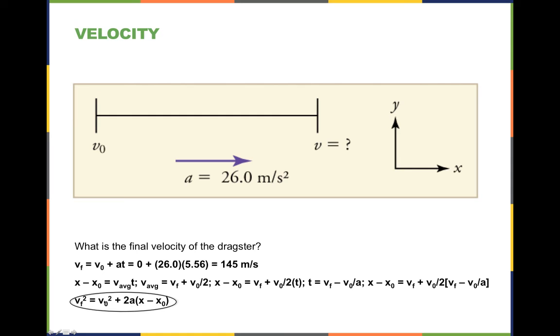Now, what's the difference? This gives you velocity, and we had another equation that gave us velocity. Well, this gives you the velocity based on the acceleration and the displacement. The other equation gave you the final velocity based on the acceleration and the time. So you use one equation if you know the acceleration and the elapsed time. You use this equation if you know the acceleration and the displacement that has occurred. So that's the difference in how you use these two equations.